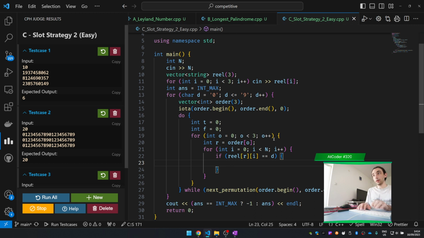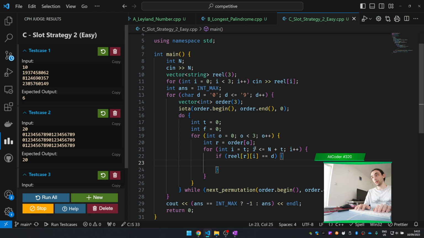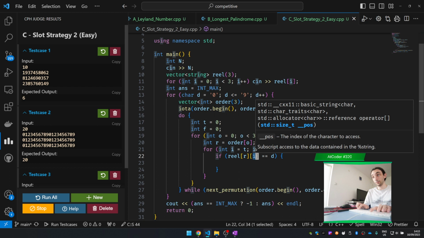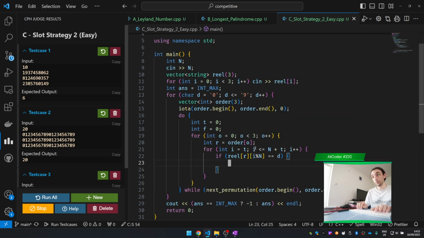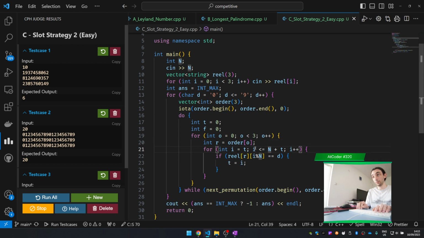And then we found a digit. What is the minimum time that we find a digit? So the minimum time that we find a digit is going to be equal to this. This is the minimum time that we find a digit. So we want to iterate one more time over all of these, starting at some time. Then when we find the digit, we update the time.